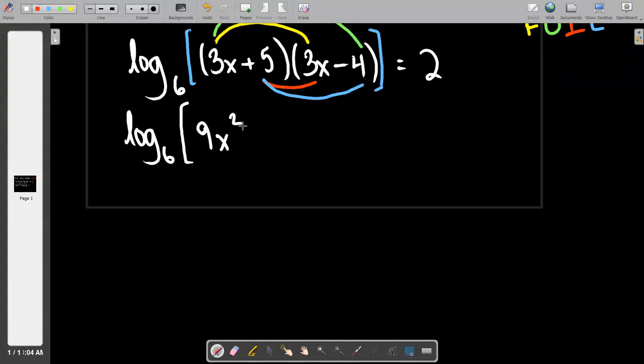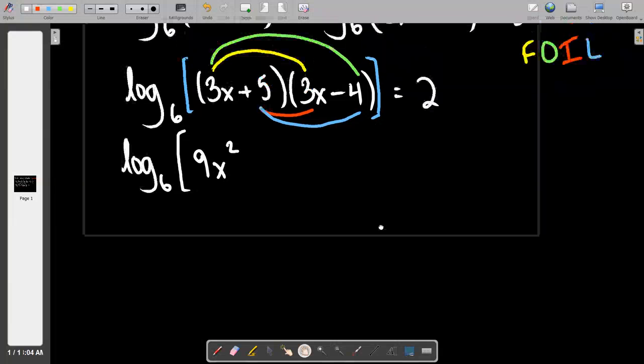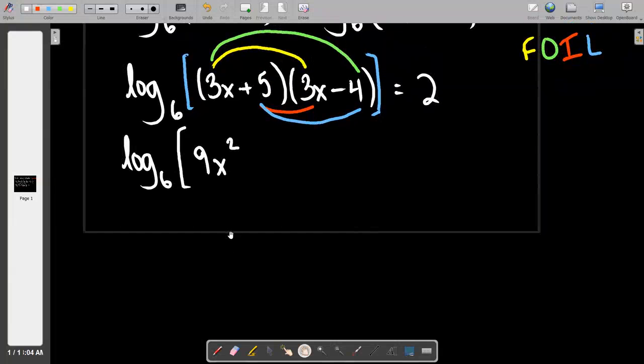And now we're going to do the outers, right? That's the 3x times the -4. What is 3x times -4? In my diagram, that would be the green ones. Minus 12x.